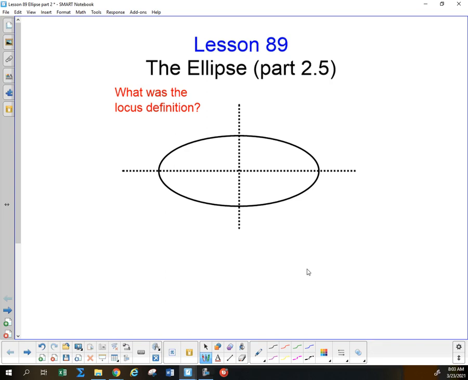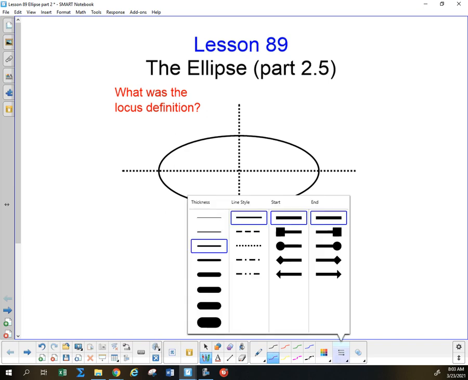Lesson 89, we are going to revisit the ellipse. We did our first lesson on it, and then we already did a little bit of what the book does in lesson 89 with, well, what happens if the center is no longer at the origin? We did that early so that we could just focus our attention today on, well, what about the coordinates of the foci?